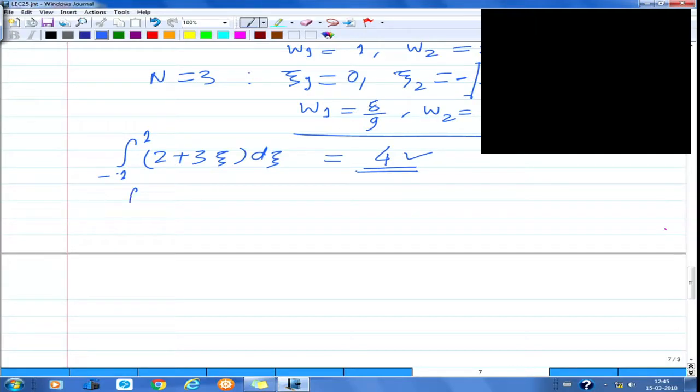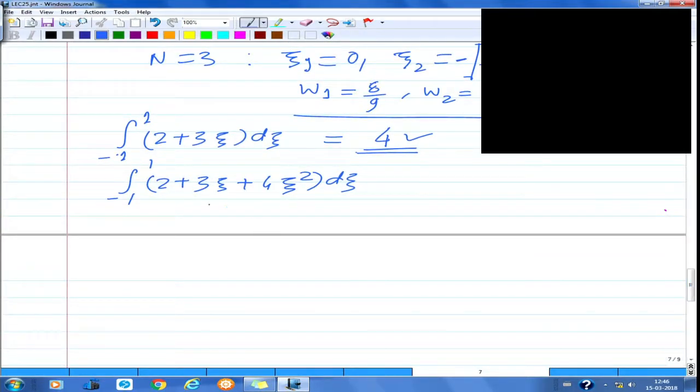So now let us say another polynomial, -1 to +1. Let us say 2 plus 3 xi, and let us say 4 xi square I put, and d xi. And now if you want to integrate this, let us say using 1-point integration, then what do you get? If you use 1-point integration, this is your I, and value of I for n equal to 1, you will get still the same thing, because a 1-point integration rule means only 1 gauss point, xi equal to 0, so it is going to be simply 2 into 2, which is 4.